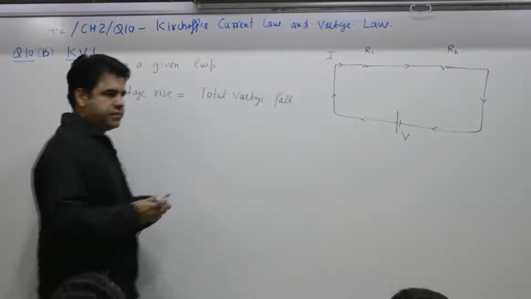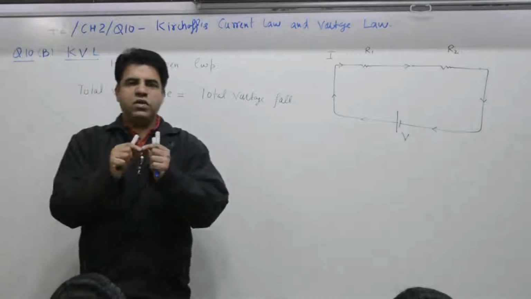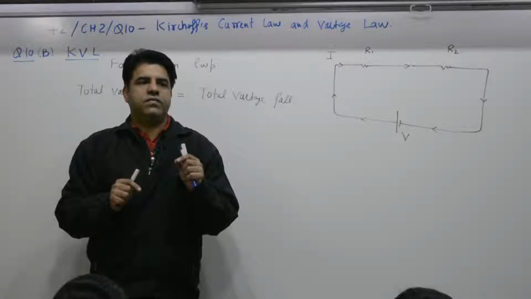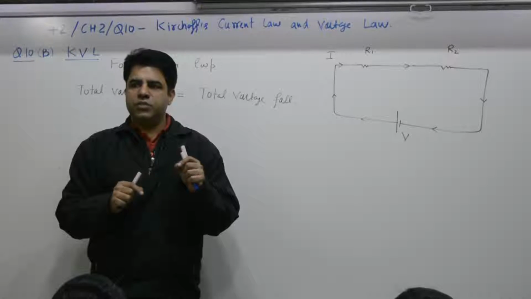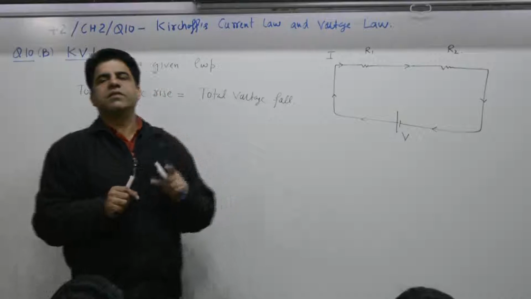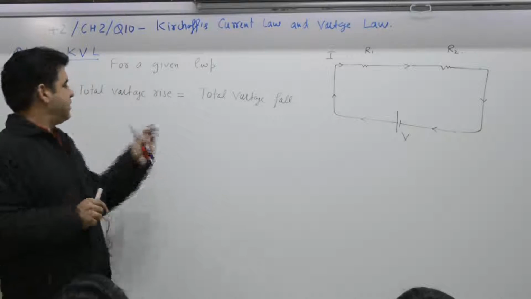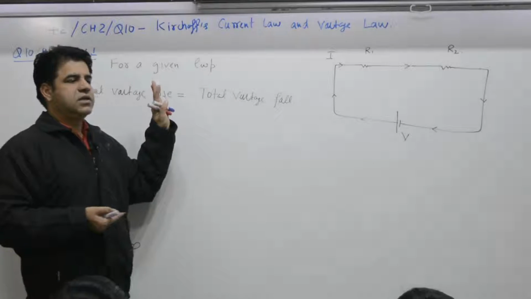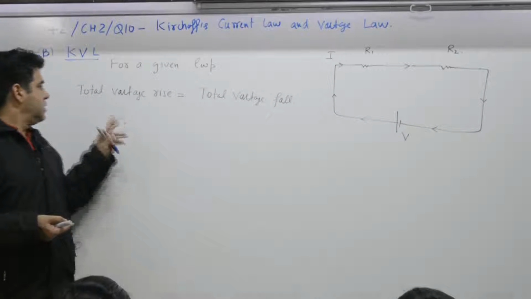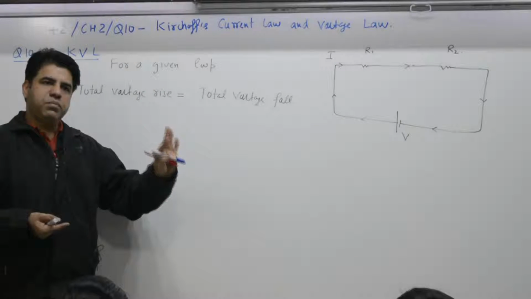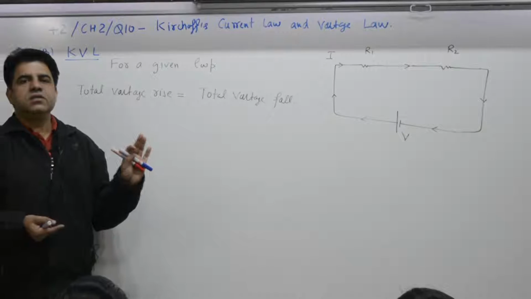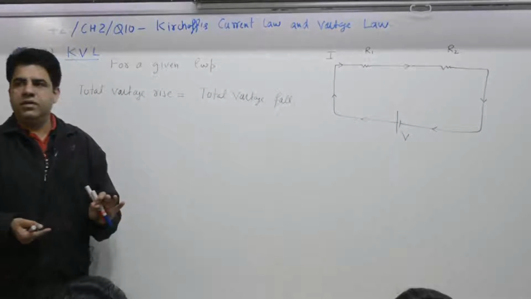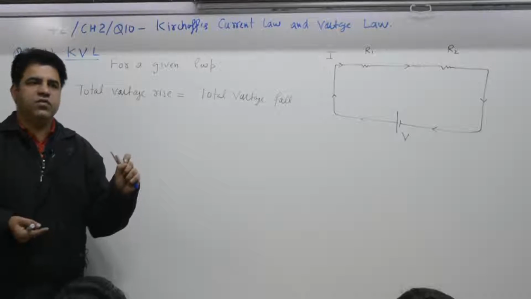That is one statement. Another statement is total voltage in the loop, the sum of all voltages in the loop, is 0 if all voltage rise are taken as positive and voltage fall are taken as negative. When you take voltage rise as positive, you can keep it on one side. Voltage fall negative, you can shift it to the other side. There are two statements. One, total voltage rise is equal to total voltage fall. Second, sum of all voltages in a loop is 0, where voltage rise is taken as positive, voltage fall is taken as negative.